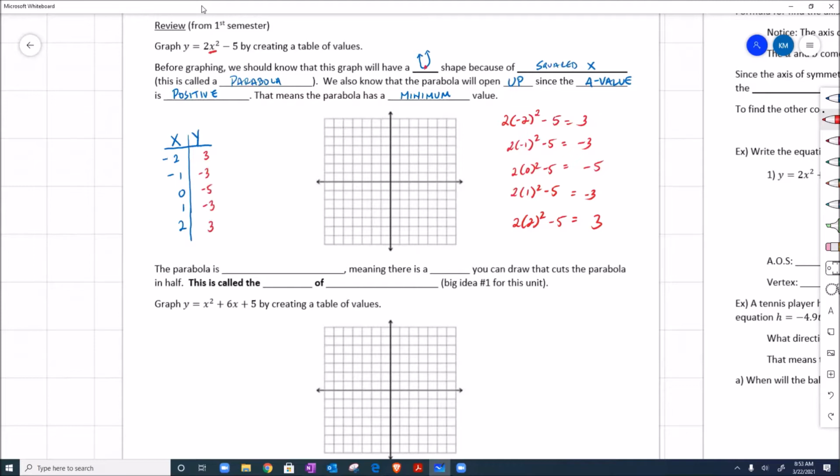Okay, so we get the points (0, -5), (1, -3), (2, 3), and doing the same thing over here, (-2, 3). And then we get this U-shaped curve that opens up like we expected it to. So we can feel pretty good about our answers. All right, and so there's our graph.